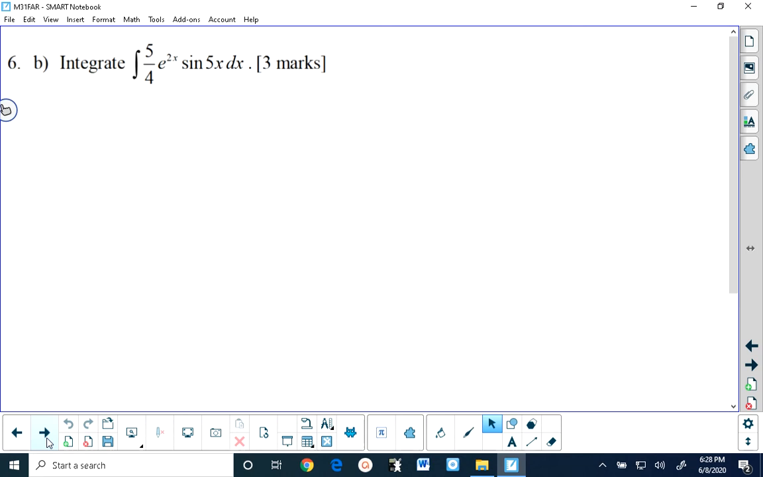You should recognize that as being something which you can integrate using the method of parts, where the integral of u dv turns out to be uv minus the integral of v du.